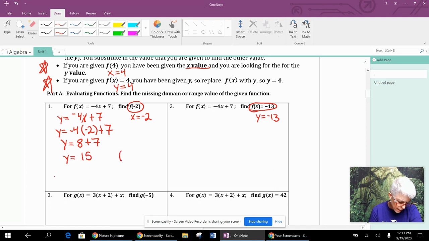So if I wrote this as an ordered pair, which the directions do not tell us to do, but we're going to do it anyway, this would be my ordered pair, and this would be my Y value. Okay, let's do it the other way.